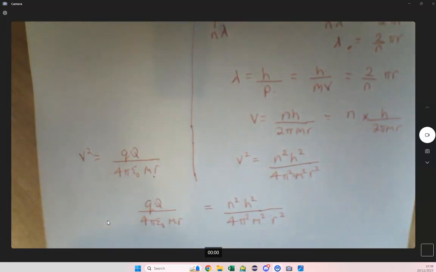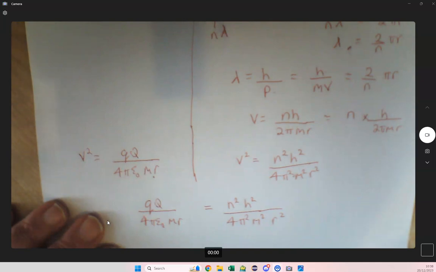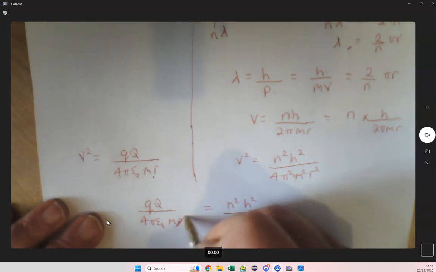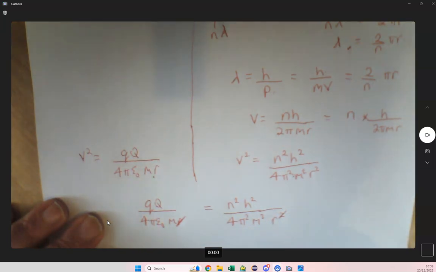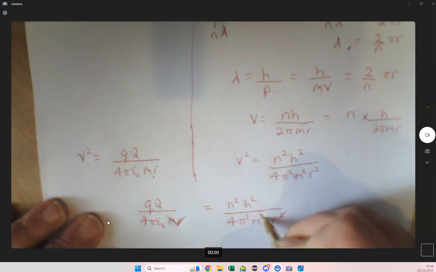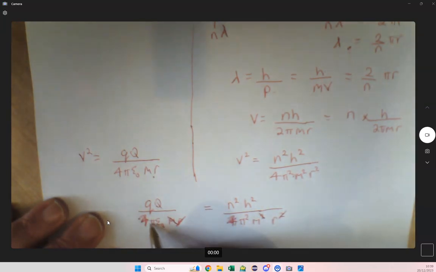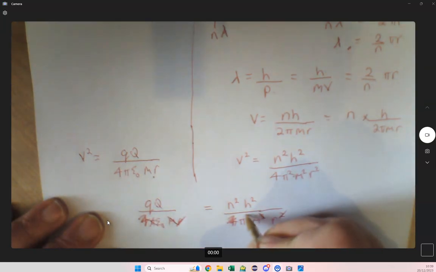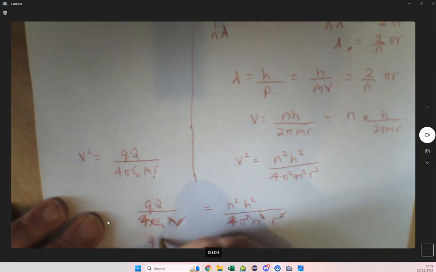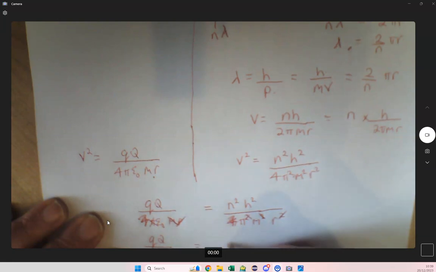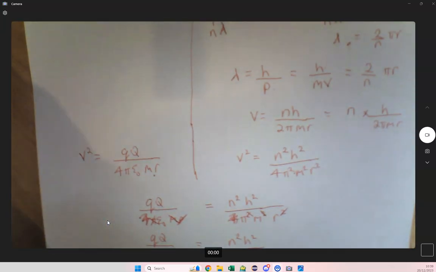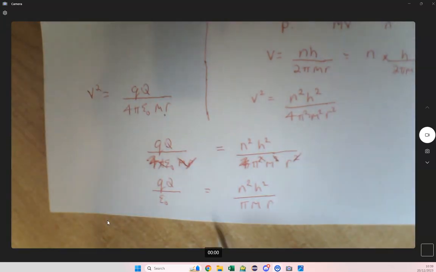Ooh, let's see what we can get rid of. Some of this has got to go away. So let's get rid of r and that squared there. We can get rid of that m, and we can get rid of that squared. The 4's can go. And this pi I can cancel with that squared there. So that actually gives me qq upon e naught is n squared h squared upon pi m r. Okay, running out of paper here. I've got qq upon e naught is n squared h squared upon pi m r.